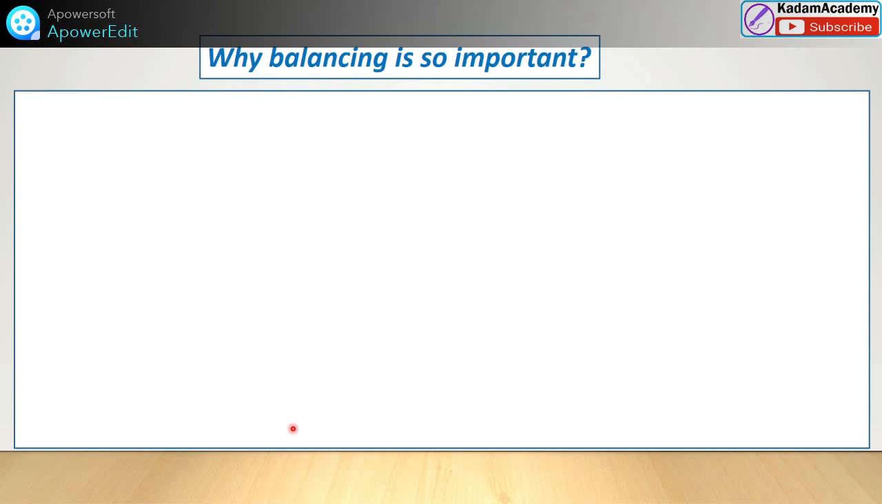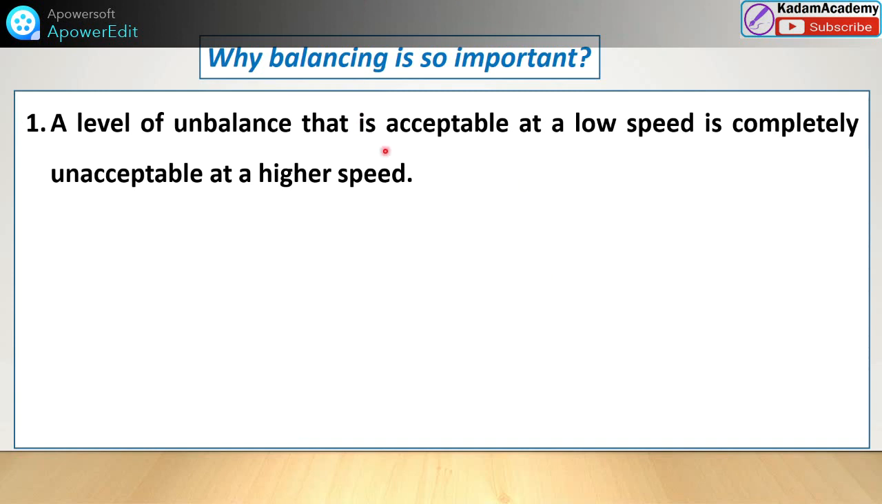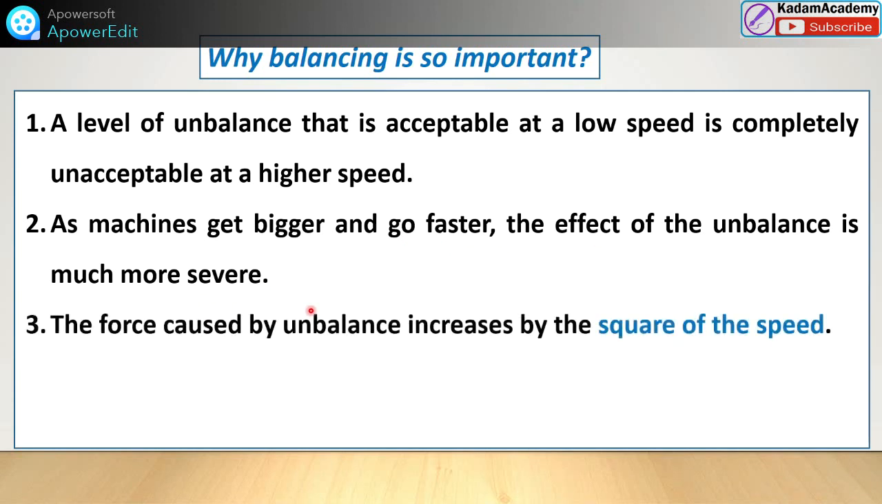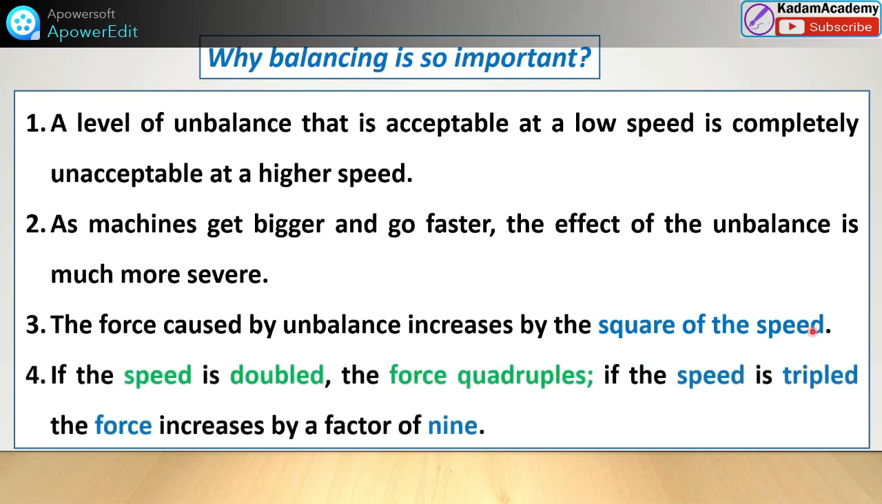Why is balancing so important? The level of unbalance that is acceptable at low speed is unacceptable at a higher speed. At higher speed it is very dangerous. As machines get bigger and go faster, the effect of the unbalance is much more severe. Force caused by unbalance increases with the square of the speed. If the speed is doubled, the force quadruples. If the speed is tripled, the force is increased by 9 times.